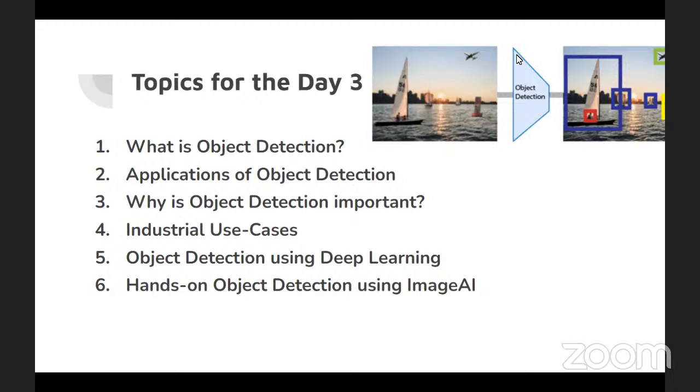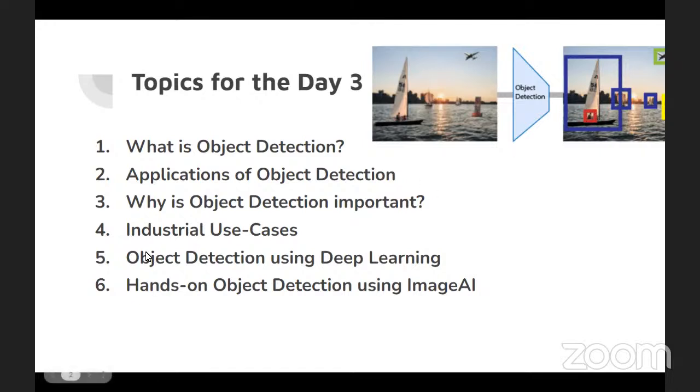On the top right, you can see an image of boats at a beach side, and there's a plane. When we perform object detection, different bounding boxes are drawn on different objects. Here the plane is enclosed in a green box, the different types of boats are enclosed in blue, and the people are enclosed in red.